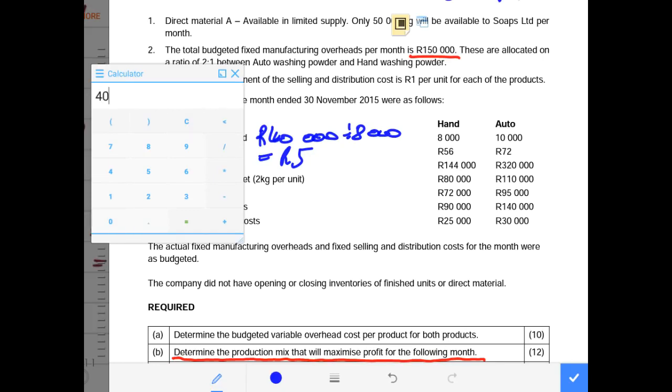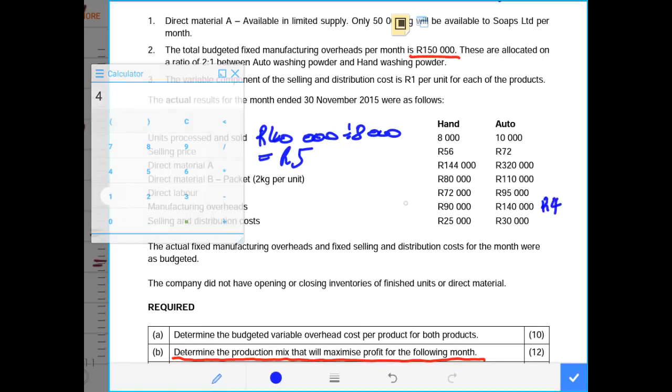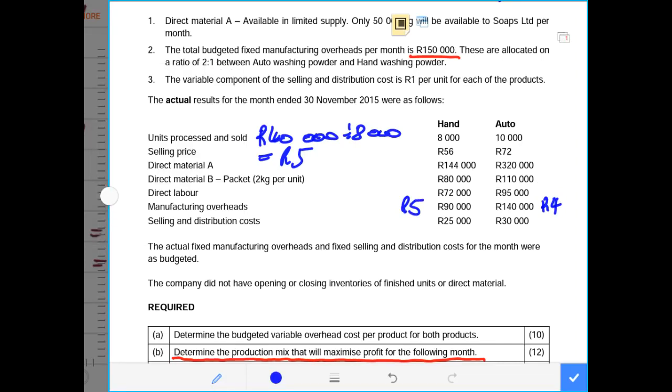40,000 divided by 10,000. This will give us definitely 4 rand. So here we would have had an amount of 4 rand. Here we would have an amount of 5 rand. Then after you compare the two, then multiply by the actual sales, which is the number of units that were produced and sold. But still get to the same value.